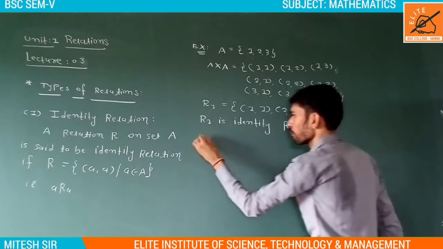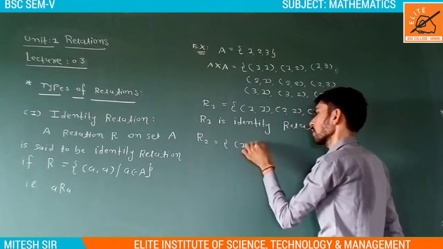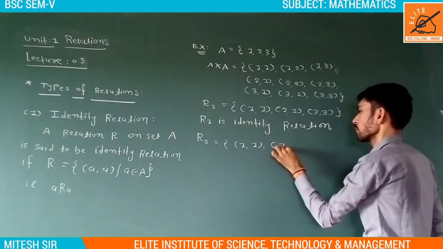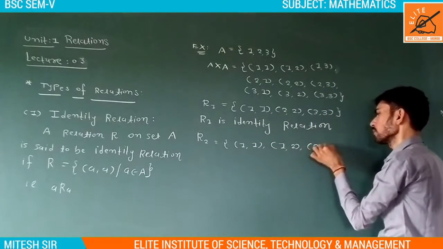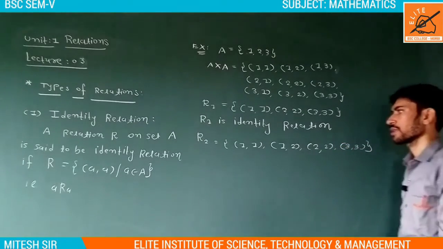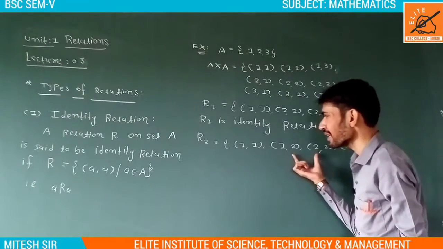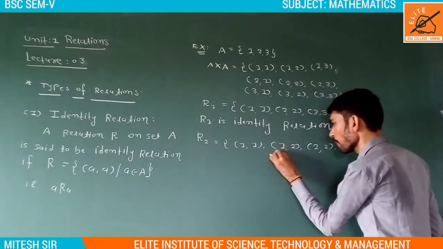But if we write another example, R2 is equal to 1 1, 1 2, 2 2 and 3 3. Now the question is, is it an identity relation? The answer is no. Why? Because this relation also contains the pair 1 2.